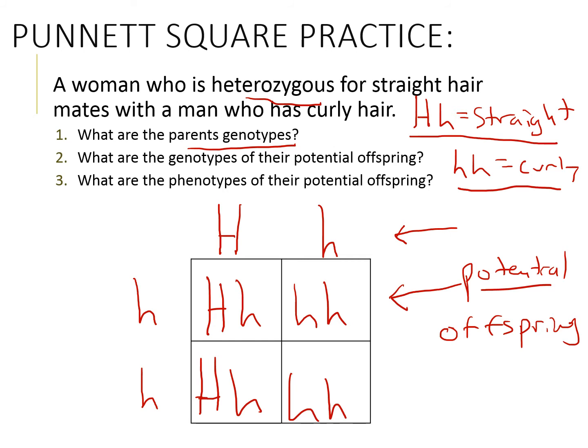I'm going to change color here. So half of the time they're going to have a child who has curly hair. Half of the time they will produce a child who has straight hair, because the straight-haired allele is dominant to the curly-haired allele. Okay.